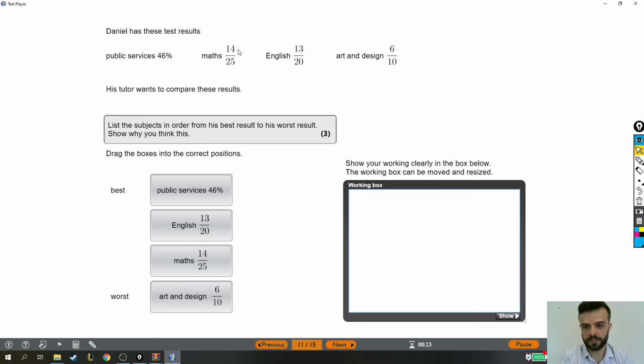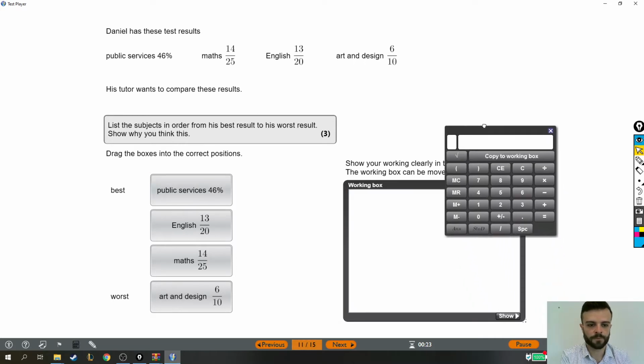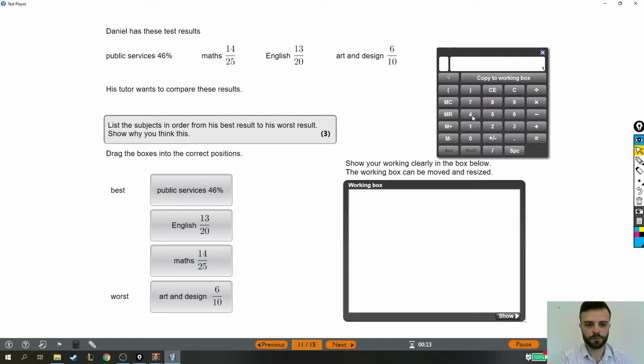So one way that we can do it is to take the top of the fraction and divide it by the bottom. Okay, so let's do it for maths first. So maths, we're going to do 14 divided by 25, and if we just do that, we get this number, 0.56. That is what the maths score is as a decimal. We want it as a percentage, so we're going to take that and times it by 100.